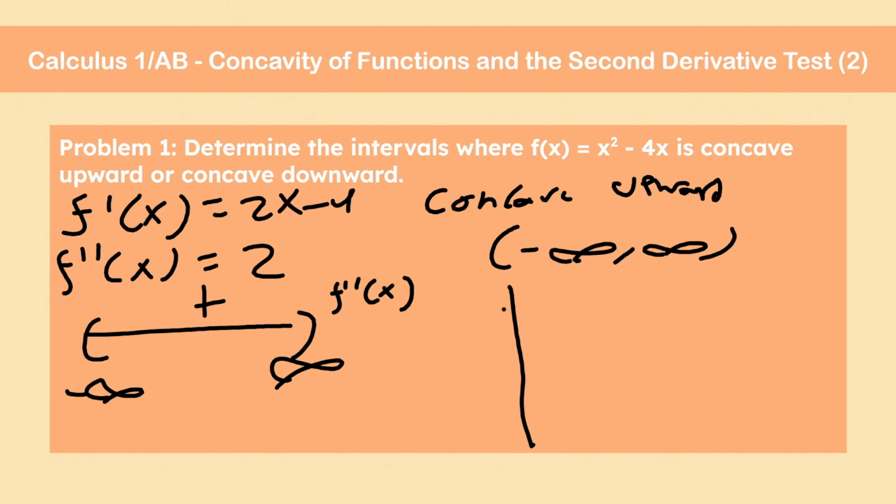And this can be shown with the graph of the function, as it would look something like this. This should be 0 over here. So as you can see, it's concave up because its entire curve faces up for its entire domain.